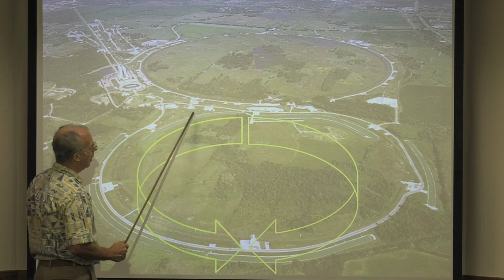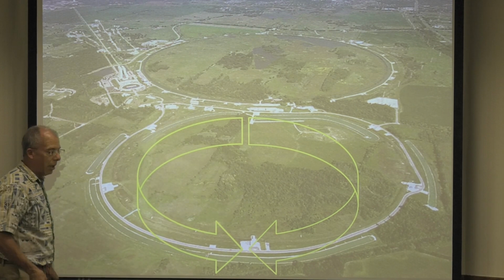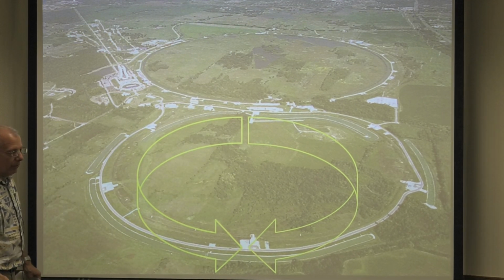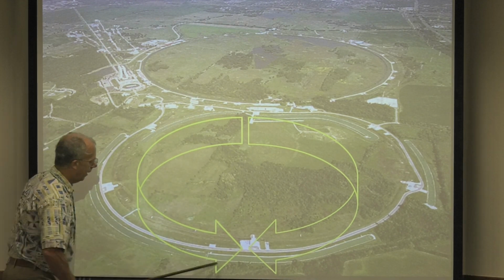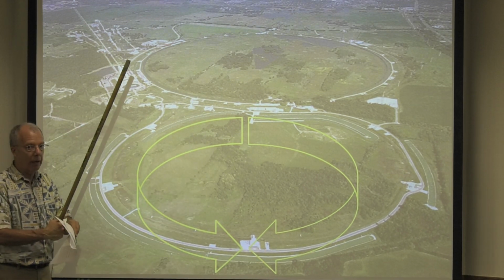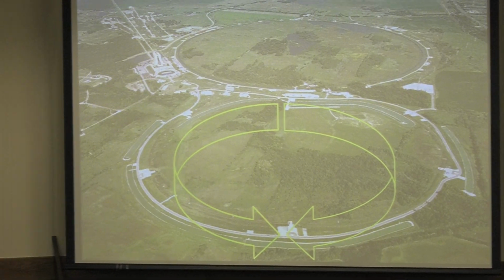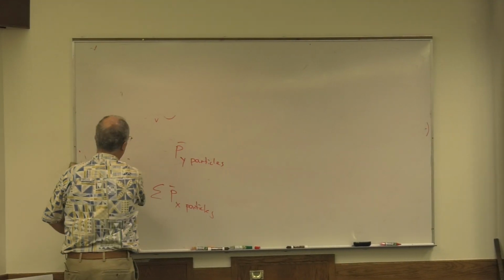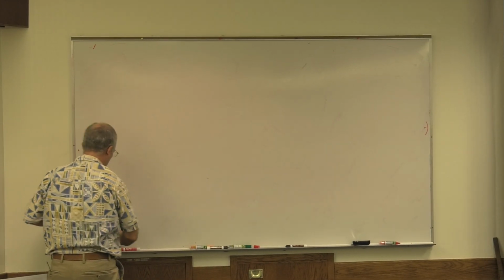So they have protons going one direction, and then they have something called the antiproton, which is just a negative proton. They have antiprotons going the opposite direction, and they collide head on. So that's another way to use the accelerator. That's called the collider mode, right? It's not the fixed target, it's the collider mode.